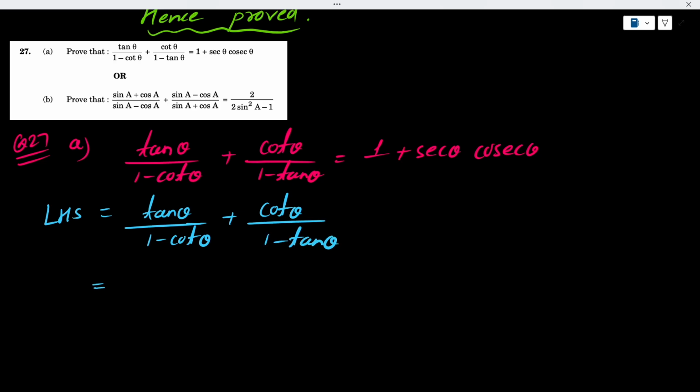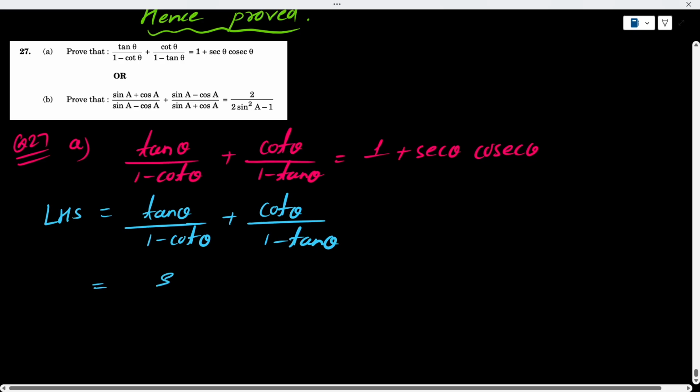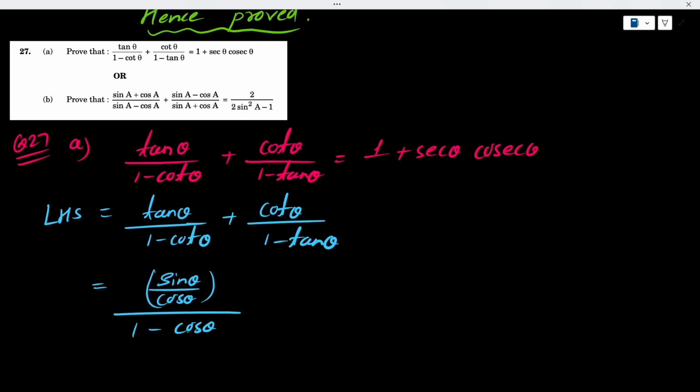Now you know that tan theta is nothing but sine theta by cos theta. So can I write here sine theta by cos theta by 1 minus cos theta by sine theta, because cot theta is the reciprocal of tan, right? Plus this one will become cos theta by sin theta by, here the brackets are not required. If you want, you can leave them also. If you want to use them, you use them, otherwise it's not required.